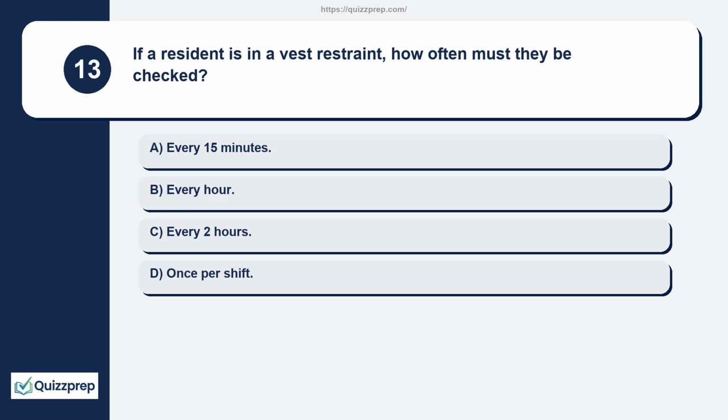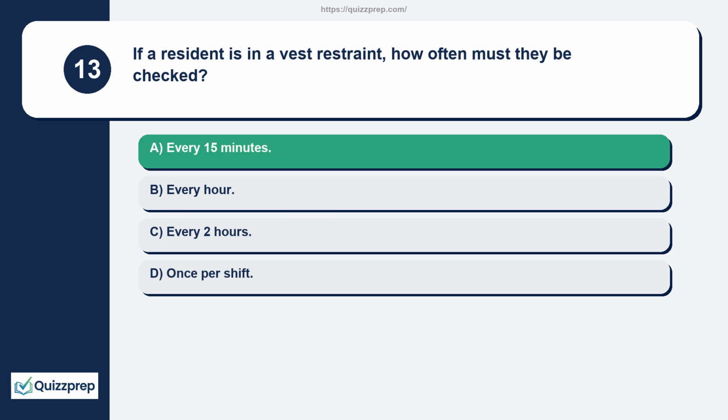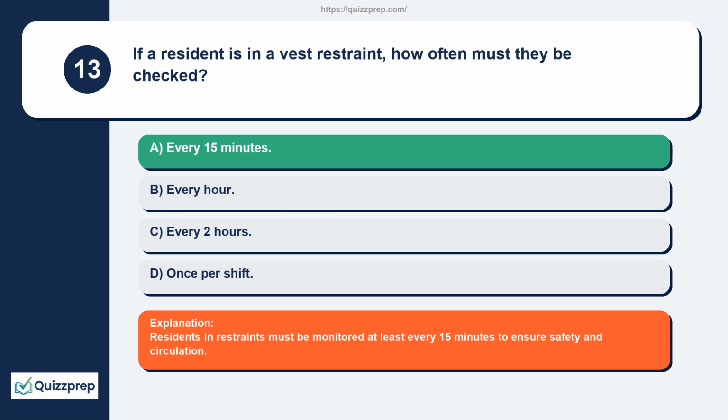Question 13. If a resident is in a vest restraint, how often must they be checked? Every 15 minutes. Every hour. Every 2 hours. Once per shift. Residents and restraints must be monitored at least every 15 minutes to ensure safety and circulation.